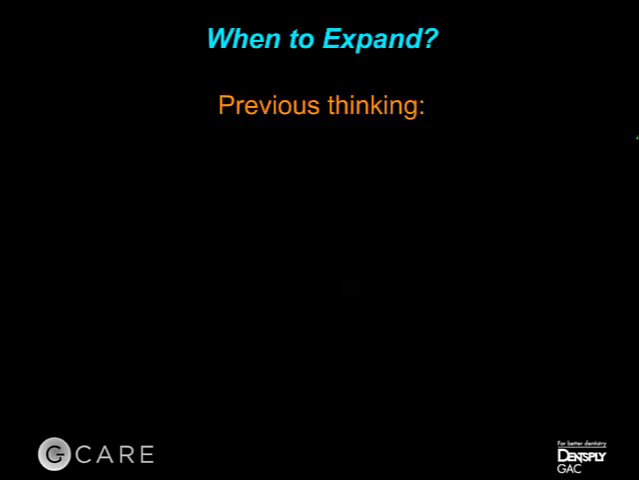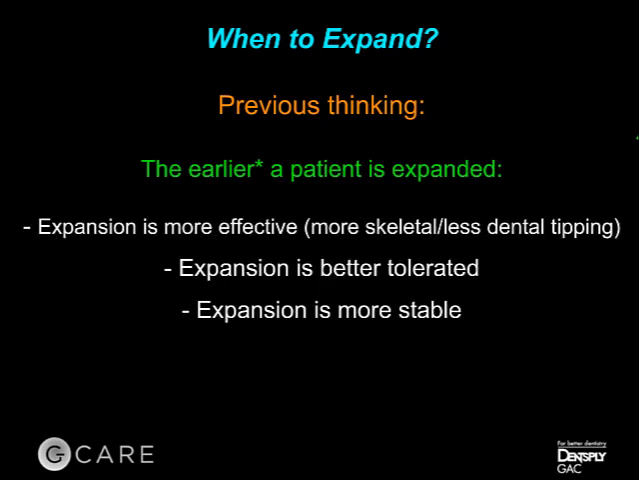So when we're looking at expansion, the previous thinking and the way it has really been done is saying that, okay, well, the earlier a patient is expanded, the more effective it's going to be and the better tolerated, because the suture is not as fused, and it's going to be more stable. Effective meaning there's going to be more skeletal change and less dental tipping, because the dental tipping, as we know, will relapse, but the skeletal change will be stable.